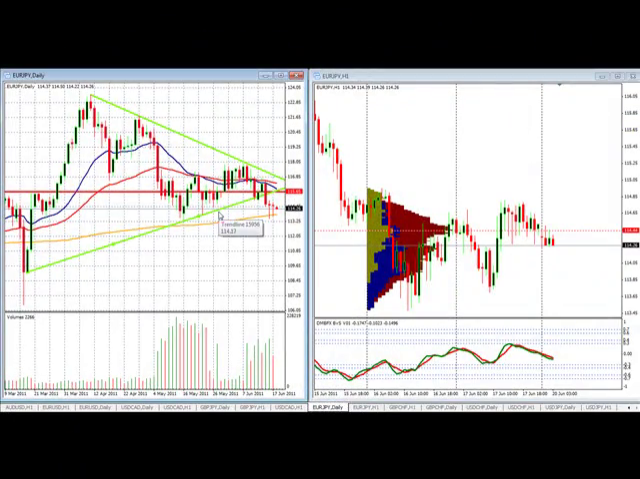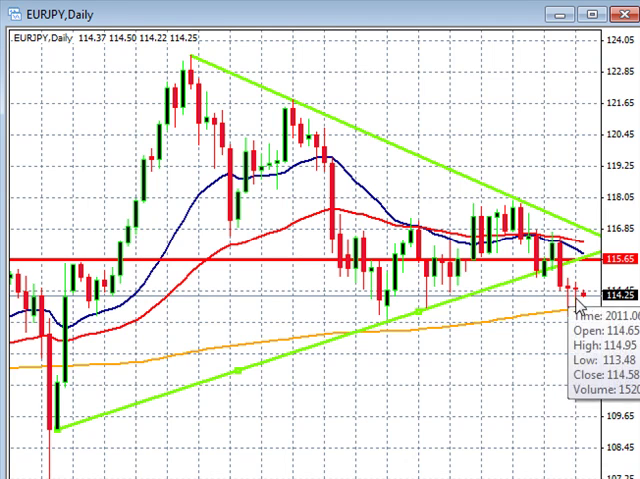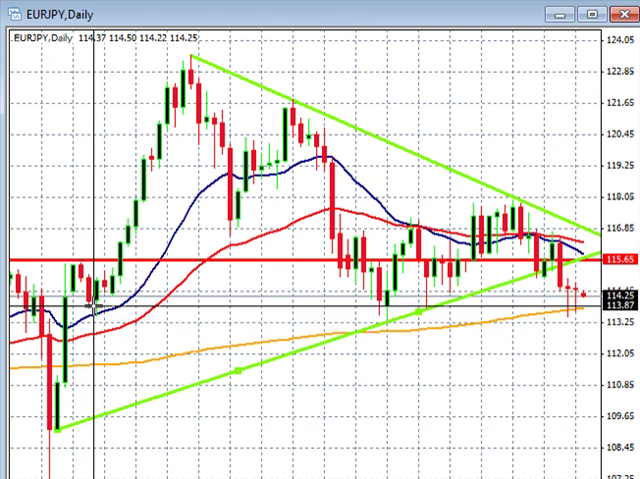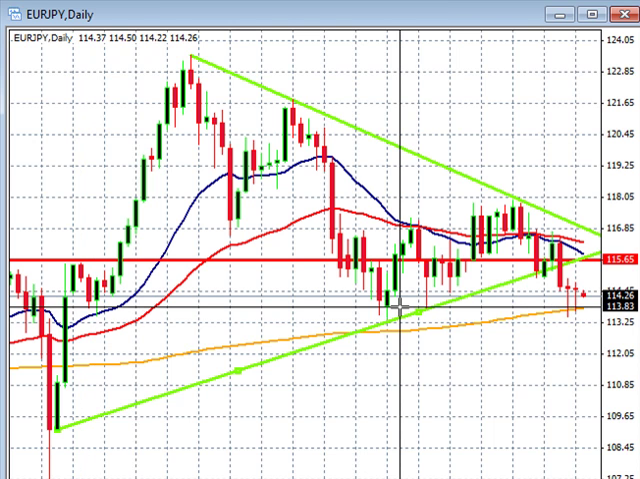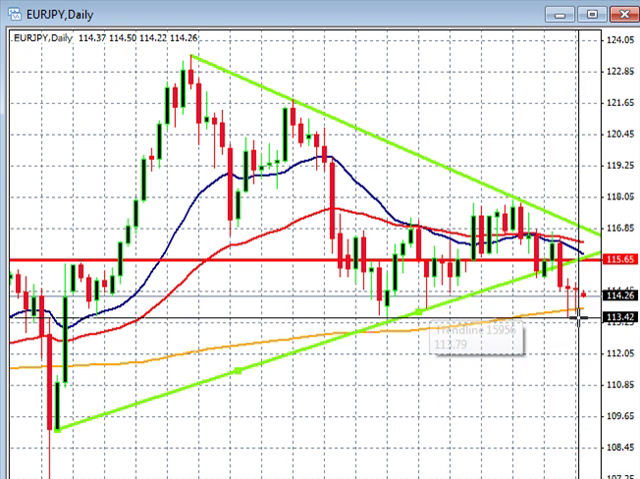We've been watching the euro yen for a couple of days here. And this is the wedge, the triangle that we finally broke out of late last week. But we were also smart enough to recognize that the buyers keep finding value here. They found value at 113.80, and again at 113.60.